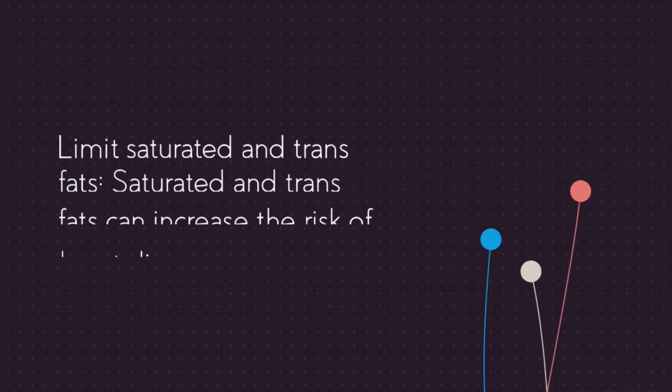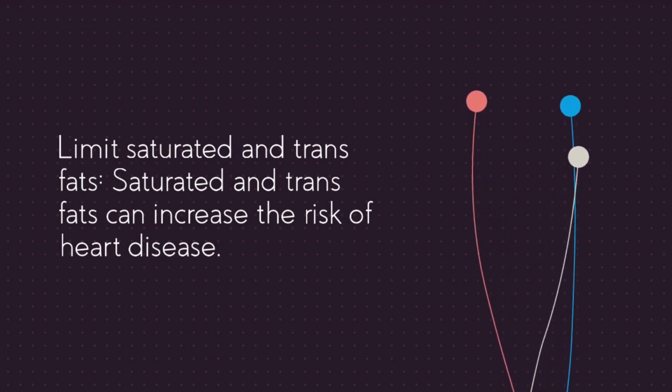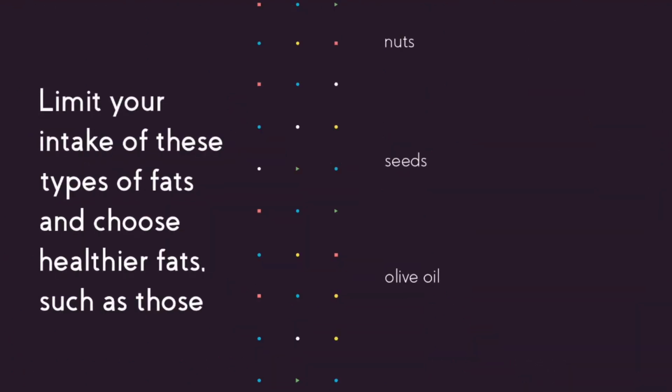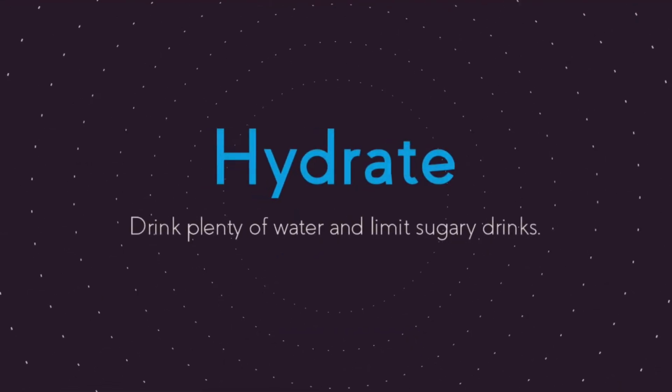Limit saturated and trans fats. Saturated and trans fats can increase the risk of heart disease. Limit your intake of these types of fats and choose healthier fats, such as those found in nuts, seeds, and olive oil. Hydrate. Drink plenty of water and limit sugary drinks.